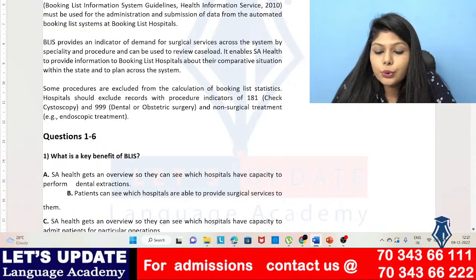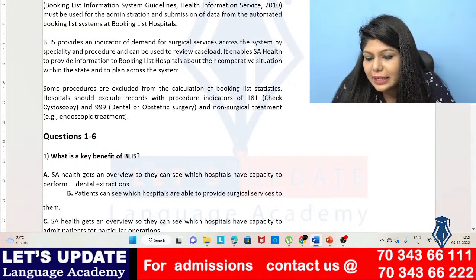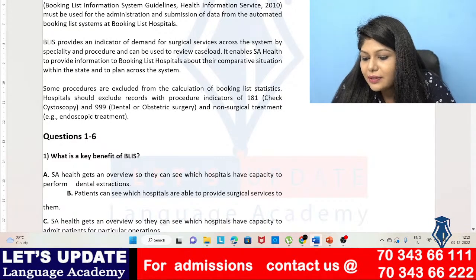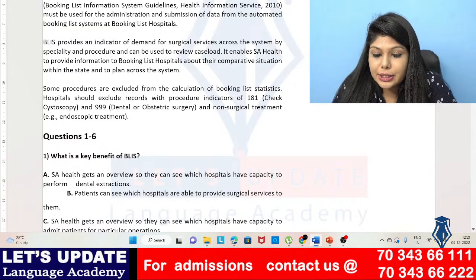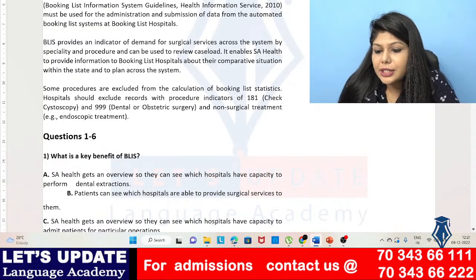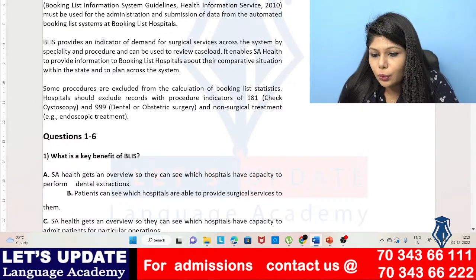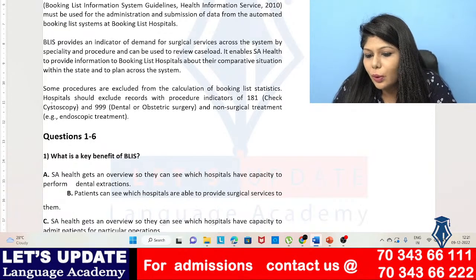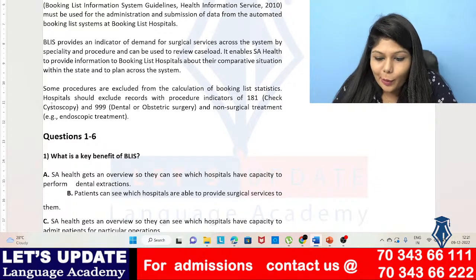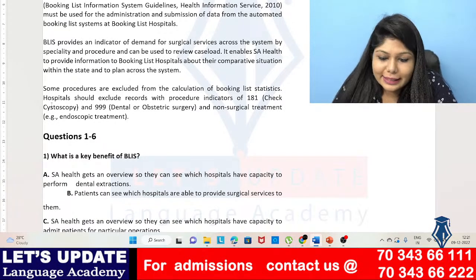So first, if you go to option A, what is it saying? SA Health gets an overview so that they can see which hospitals have capacity to perform dental extractions. See, dental extractions is something that they have excluded, right? Look at the last paragraph. Hospitals should exclude records with procedure indicators of 181 and 999, that is dental or obstetric surgery, right? So they have excluded that. So we cannot take that option. So that is an incorrect answer.